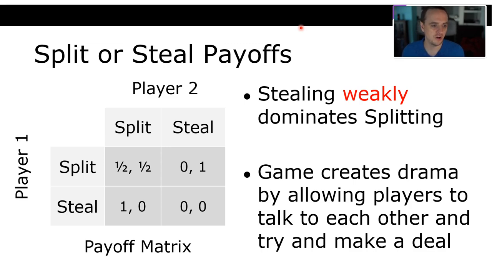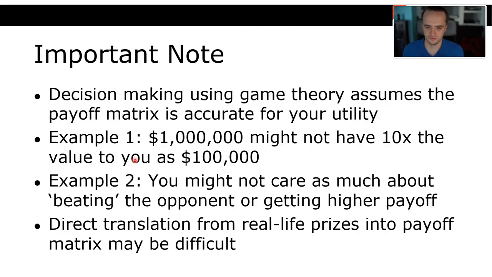But that's not to say that you should always just split or that these payoffs are always this easy, right? So decision-making using game theory assumes that the payoff matrix is accurate for your utility. So, for example, if you win $1 million, that might not have 10 times the value to you as $100,000, right? It might not have 10 times the impact on your life. So if, for example, you got $1 trillion versus $250 billion, for all intents and purposes, they're the same amount of money, right? And the utility doesn't go up after a certain amount of money.